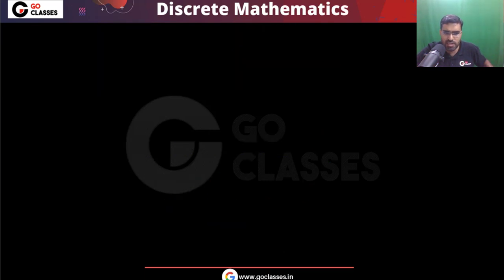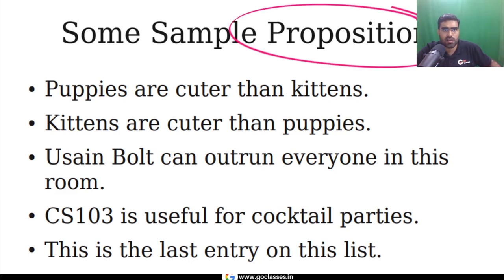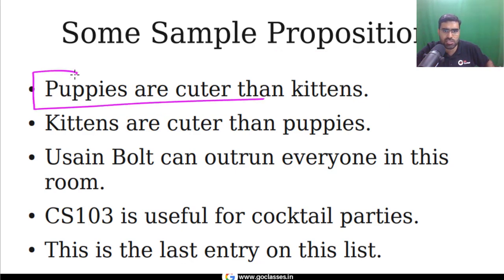I hope all these points are clear. Here are some more examples of propositions. You can see that these are also propositions. Like this one: puppies are cuter than kittens. This is a proposition. We know that either this is true or this is false.